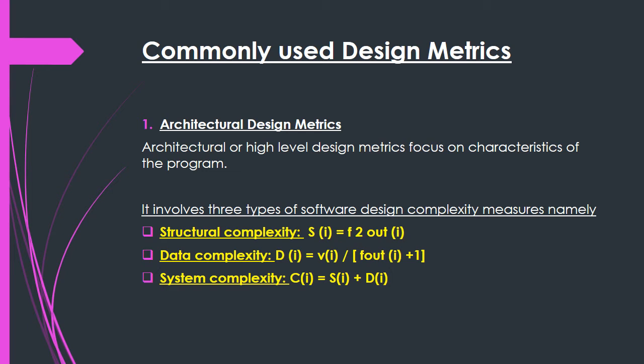So all these inputs, outputs and variables are used to calculate the overall data complexity. Then in the case of system complexity, we calculate the entire system complexity by combining both the structural complexity as well as the data complexity. That means whatever values we get in structural complexity and whatever values we get in data complexity, we combine both these values in order to get the system complexity.